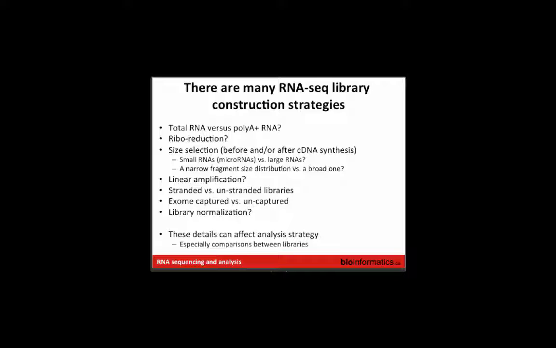Size selection is pretty common. This can be done to create a small RNA library, or it can be just to constrain the fragment size of your cDNAs before making a library out of them. There are several reasons why you might want to do that. But one of the main reasons is that when you flow molecules across an Illumina flow cell, it's easier to optimize the density of clusters on that flow cell if the fragment size is relatively consistent.